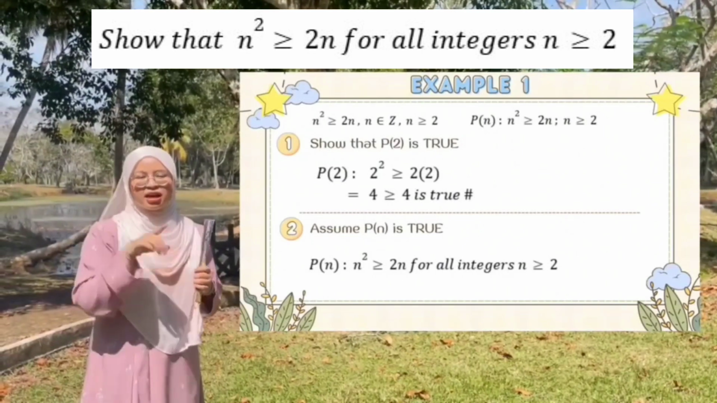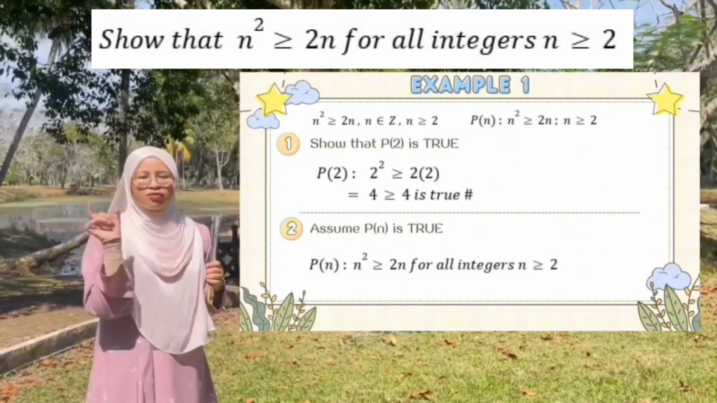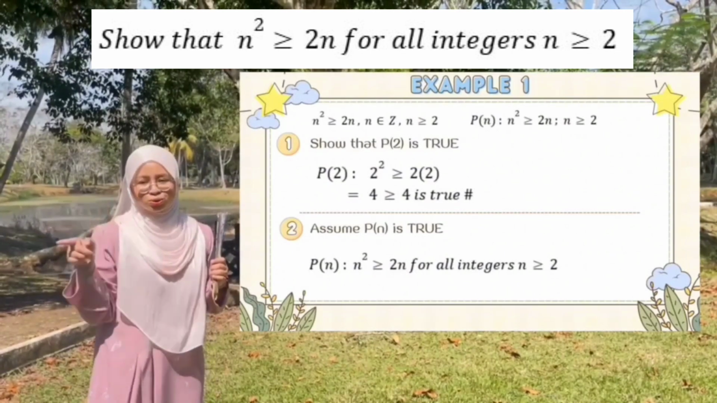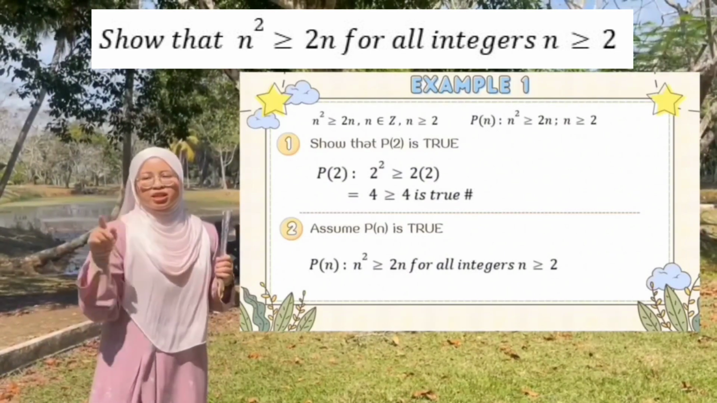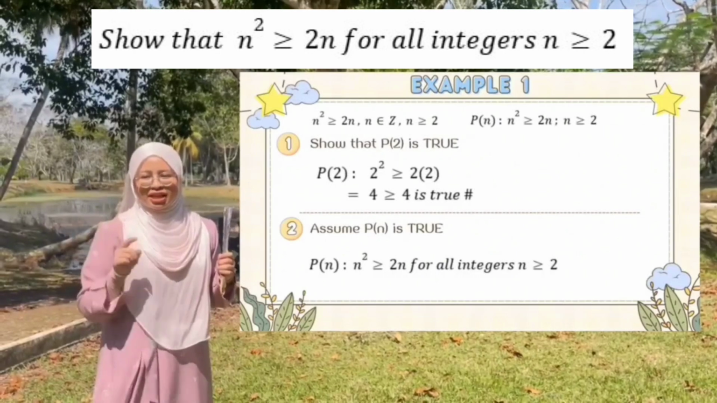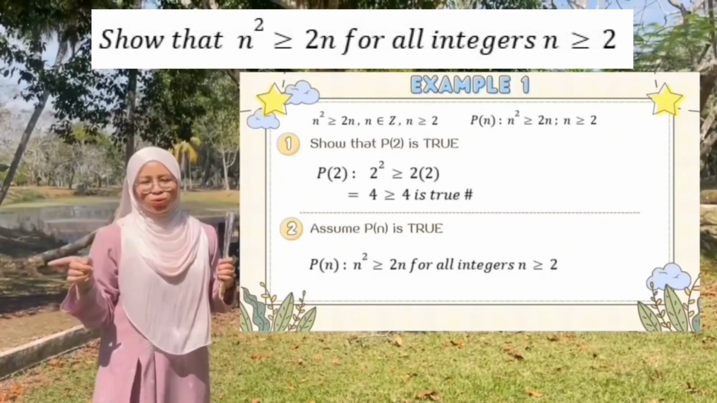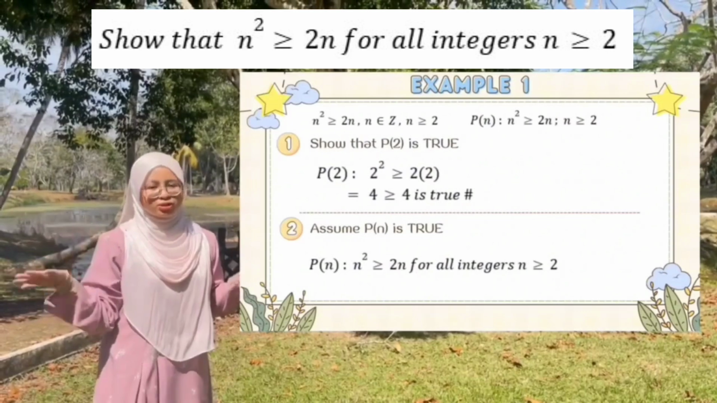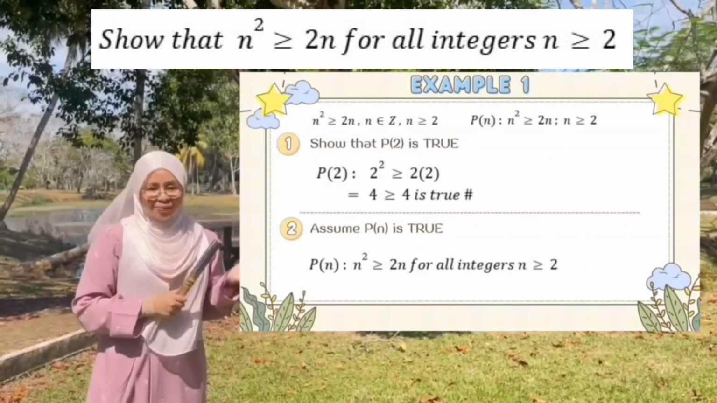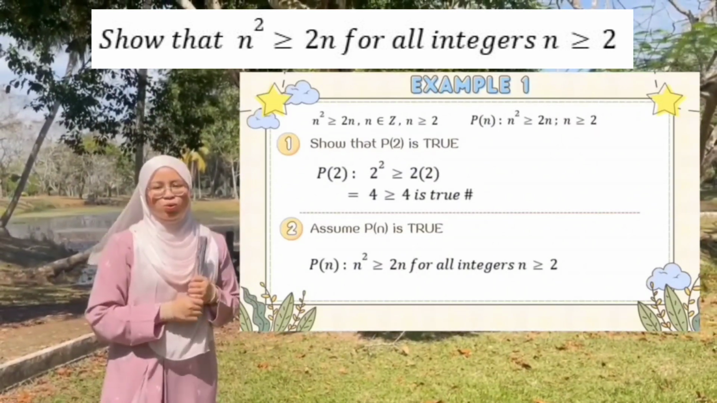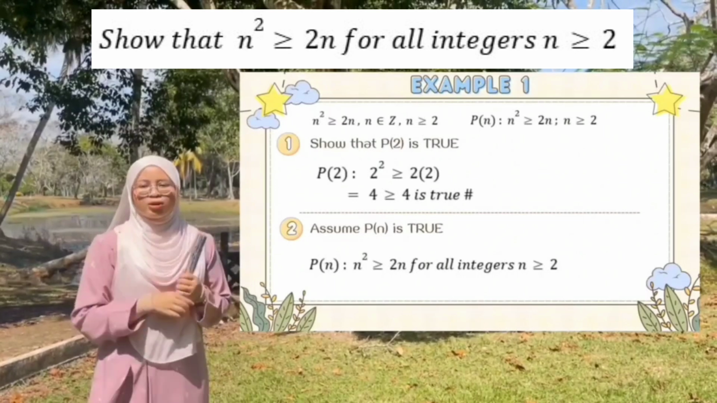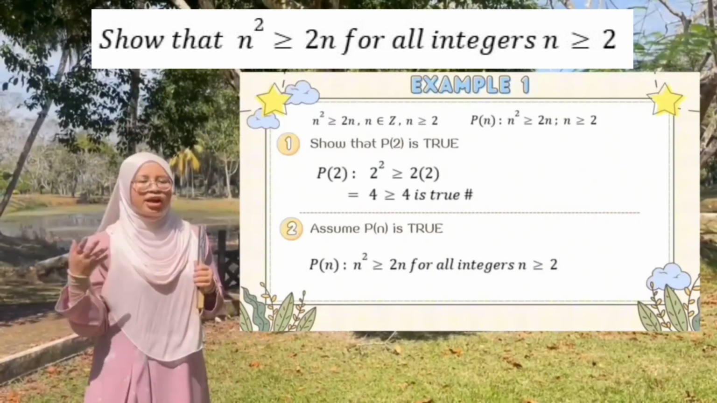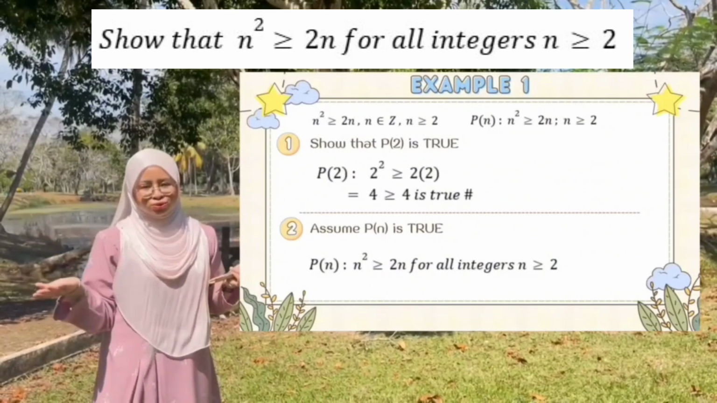But for this answer, the first value of our question is 2 because n is bigger than or equal to 2. So P2 equals 2 squared is bigger than or equal to 2 times 2, where 4 is bigger than or equal to 4, which is proven to be true. For the second step, assume that Pn is true, where our Pn is n squared is bigger than or equal to 2n for all integers where n is bigger than or equal to 2.